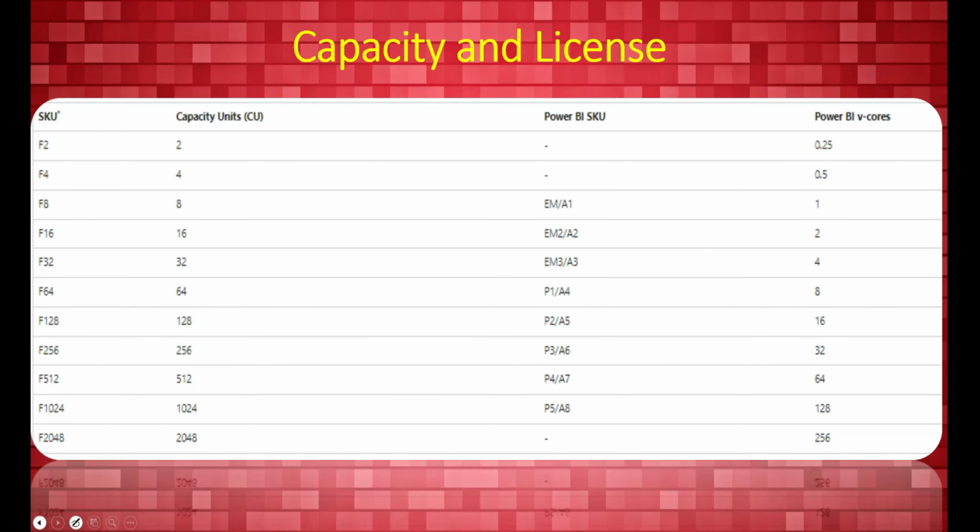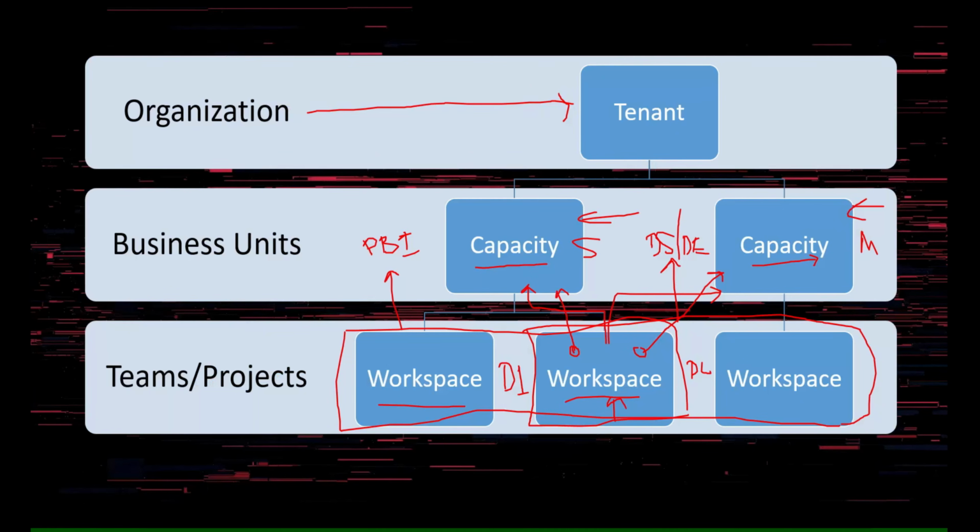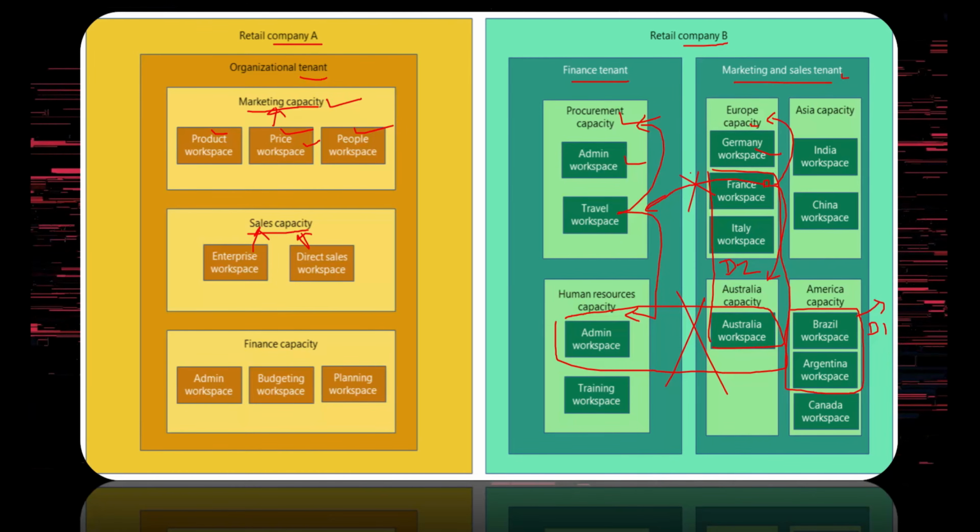If you go to the previous slide, we were always talking about the charging being at a capacity level, whether we have a tenant capacity or workflow domain. So Microsoft charges you on the capacity. That's what we are seeing in this slide.